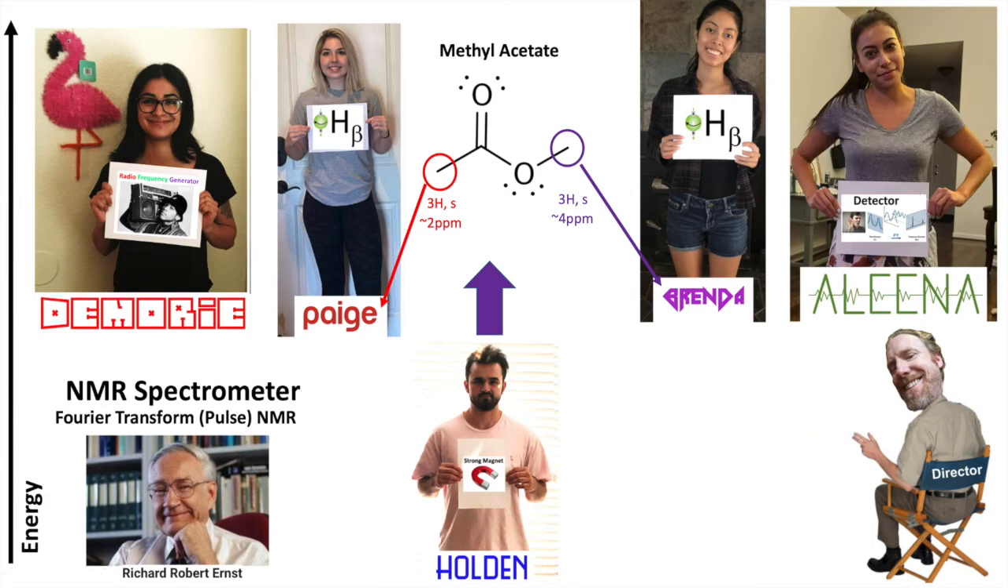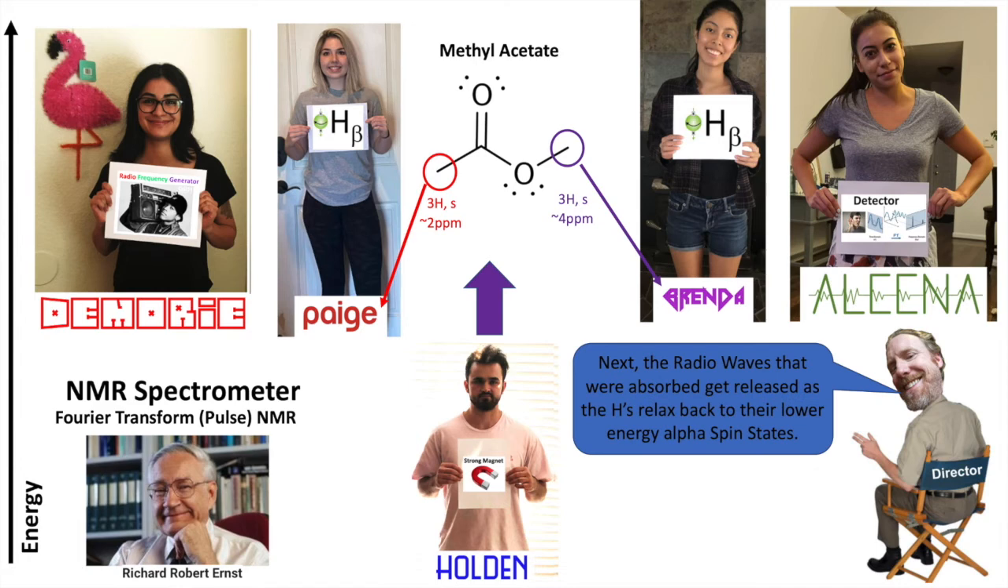Detector on. Next, the radio waves that were absorbed get released as the hydrogens relax back to their lower energy alpha spin states. So right now, all of Paige's hydrogens are in the beta spin state. They want to relax back down. Some of them will relax back down to their alpha spin state, and when they do, they'll release the radio wave, a wavelength of radio wave energy that was the same as was absorbed.